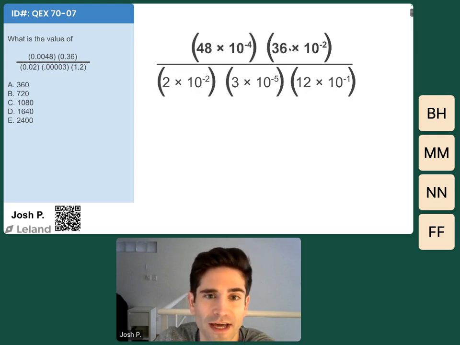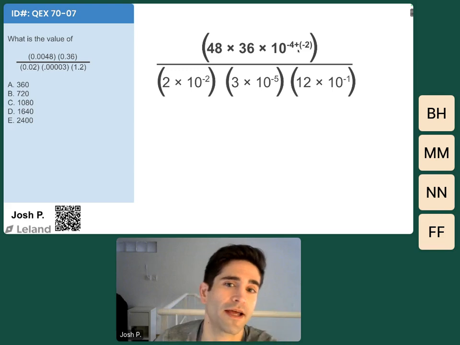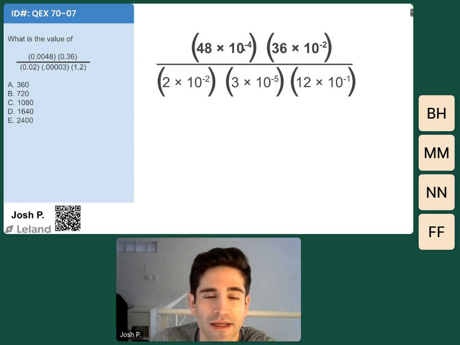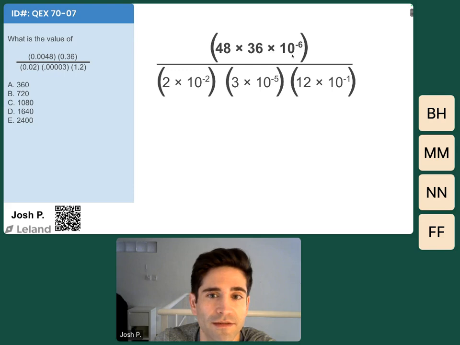So now let's look at the numerator. We see that we have 10 to the something in both terms. We can use the exponents law, and basically when we're multiplying 10 to the minus 4 by 10 to the minus 2, we add those powers. So we have 48 times 36 times 10 to the minus 4 plus minus 2, which gives us 48 times 36 times 10 to the minus 6.